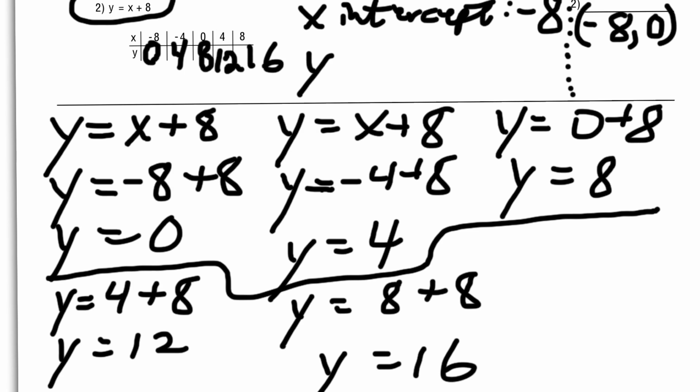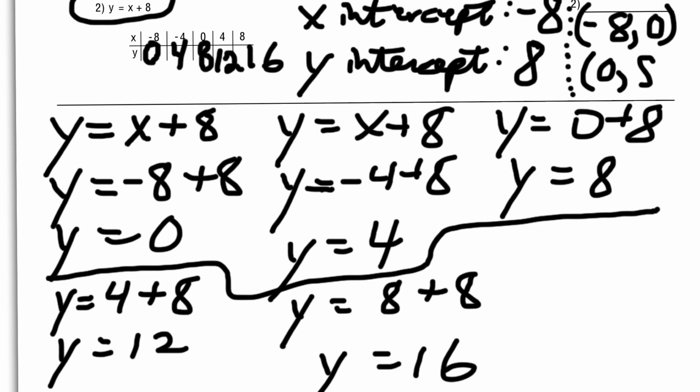And the y-intercept. The y-intercept is where x is 0, so the y-intercept is 8. So we've got 0, 8. Ta-da! This one is number 3.